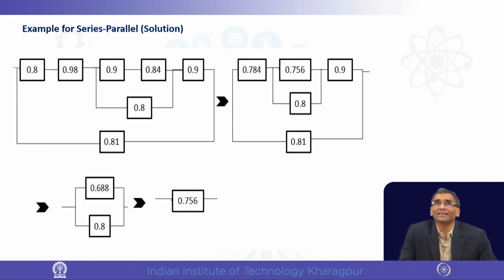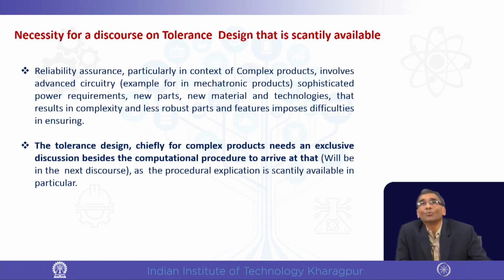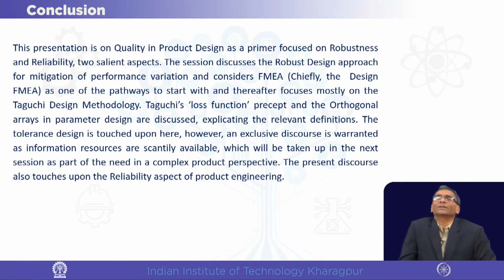Here we close today's discussion on this part, but I would also point out that some discussions are necessary for tolerance design, which is very important, and we will take up a new discourse for this, and reliability assurance, particularly for mechatronics complex products, which are very important. It will be dealt with in the complex products context. Here we have discussed the various aspects of robust design and reliability involving FMEA and Taguchi's loss function, how it works, and how it presents the discourse in product engineering.